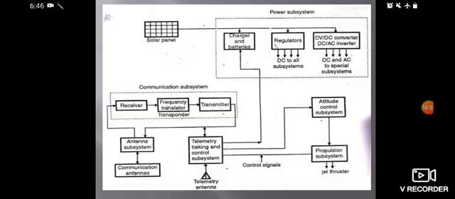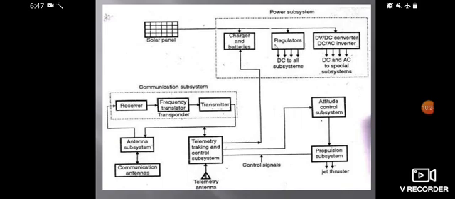Okay, so it converts those voltages as needed. Some of the systems require AC power, so for those systems it converts into AC, and for some of the systems it is converted into DC. All of this is controlled under the power subsystem.